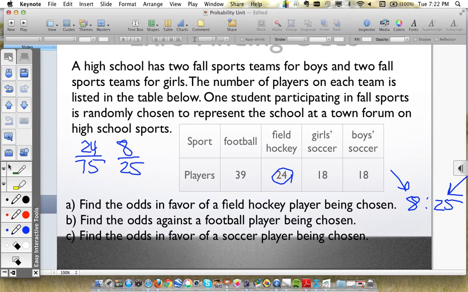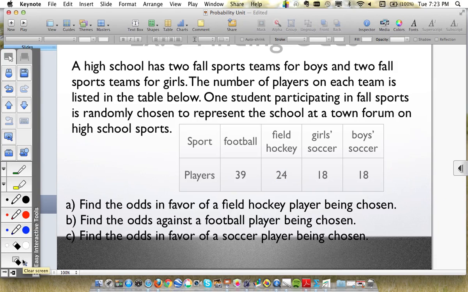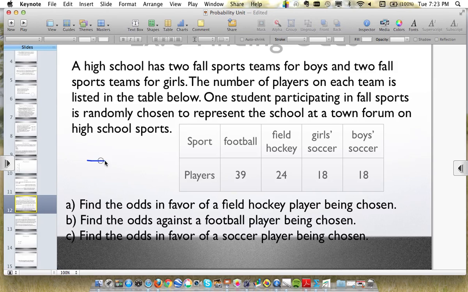All right, let me erase that for just a second. Move on to our next question. Find the odds against a football player being chosen. So finding the odds against a football player being chosen. So the unfavorable would be all of the other people besides the football player. So we would have 24 plus 18 plus 18.